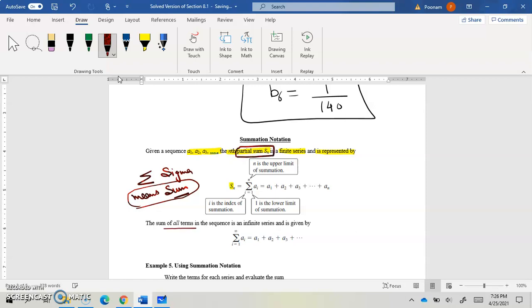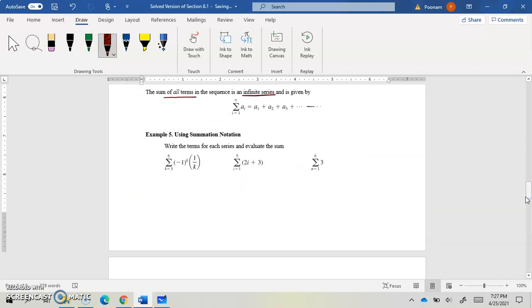The sum of all the terms of the sequence in an infinite series can also be written as summation, i from 1 to infinity. Infinity means infinite series. Add all of them, ai: a1 plus a2 plus a3 and so on until infinity. So there is just a dash written. No final term is written.